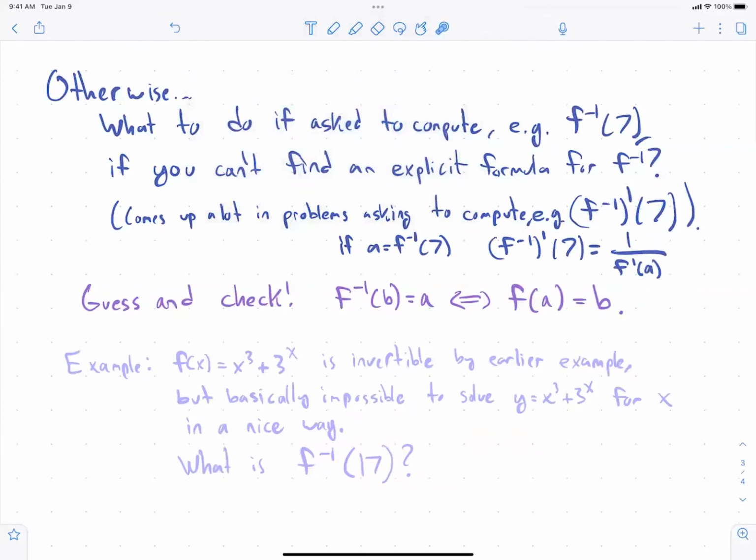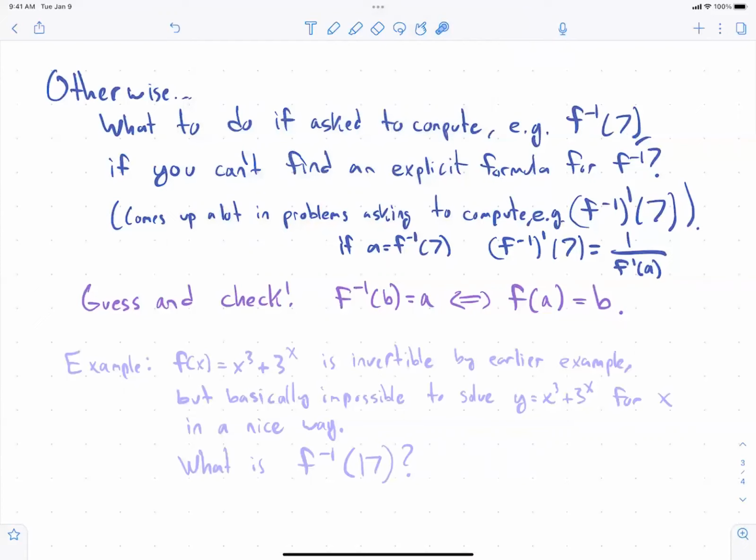So if you're in this situation where you don't know how to compute an explicit formula for f inverse, the only thing you can do to find f inverse of 7 is guess and check. What do I mean by that? Well, you use the relation that saying f inverse of b is equal to a is really the same as saying f of a is equal to b for an invertible function. So you're just looking for some value of a that when you plug into f gives you b. In this case, that would be looking for some a that when you plug into f gives you 7.